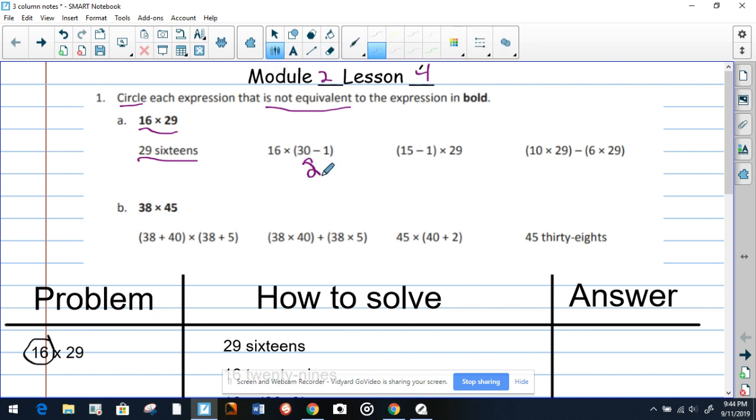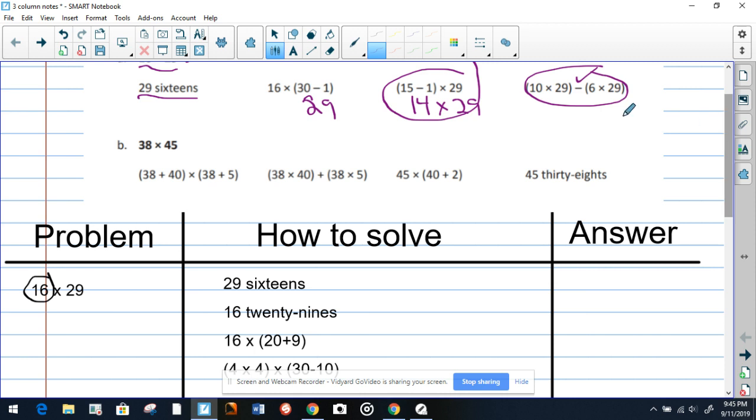Let me rewrite the number 29. Okay, now what about this expression? Well, I need to solve them to know if it's true. So this 15 minus 1 will equal 14, right? Times the 29. Is that the same as the one that we originally talked about? And the answer is no. So we'll circle this one because it says it's not equivalent. This one, you right away can see that the symbol in the middle is a multiplication. This one has a subtraction. So we're going to circle that one because that will not be the same.